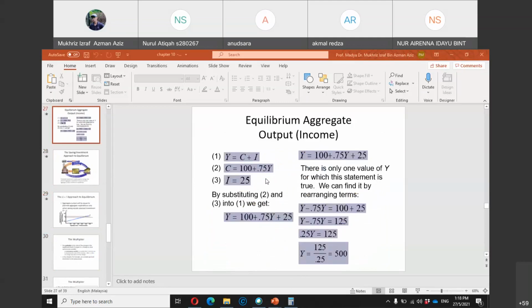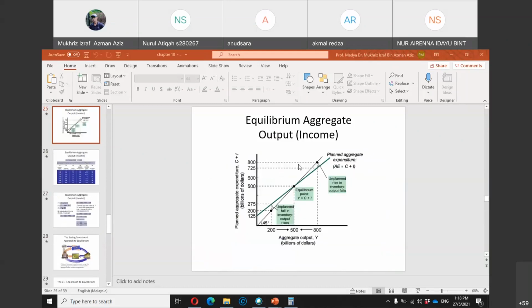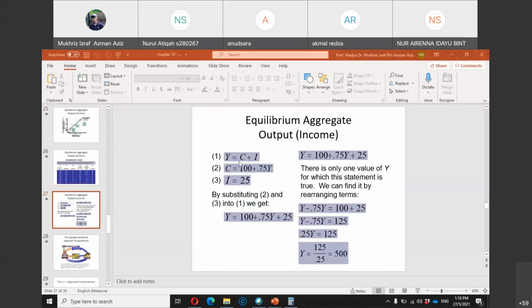If you look at this slide here, how do you calculate the value of equilibrium output using the equilibrium approach? We know that Y is equal to C plus I, correct? Which one is Y? Y is the 45-degree line. So when Y equals aggregate expenditure, you are referring to when the two lines intersect. So Y equals C plus I is basically when the 45-degree line intersects with the aggregate expenditure line. So Y is equal to AE. Remember, AE is C plus I.